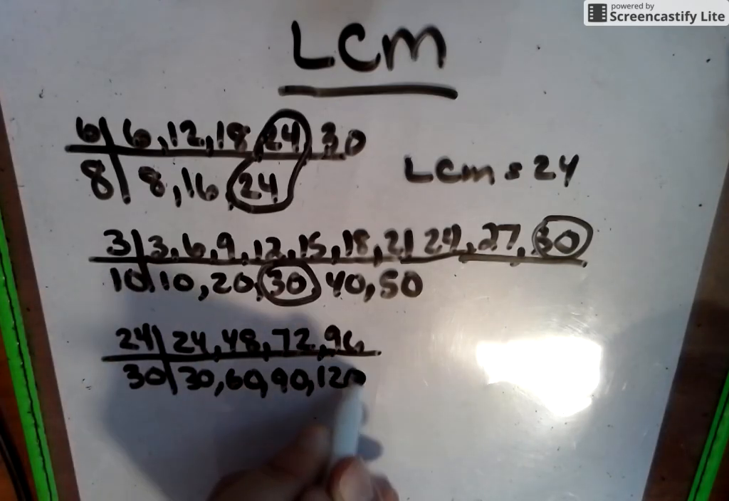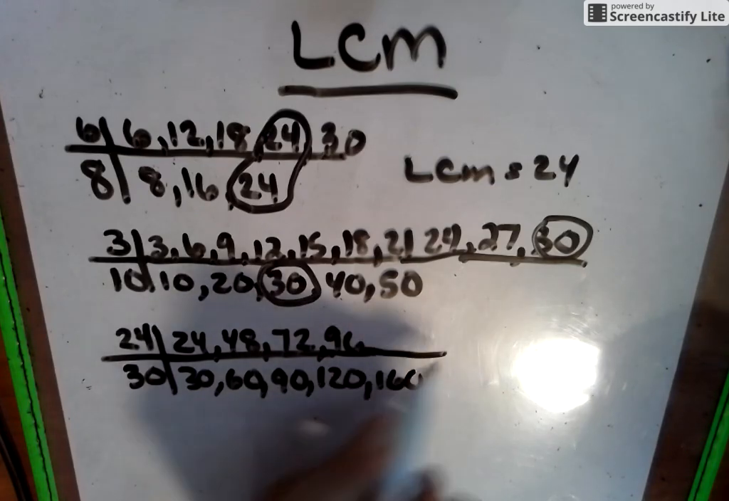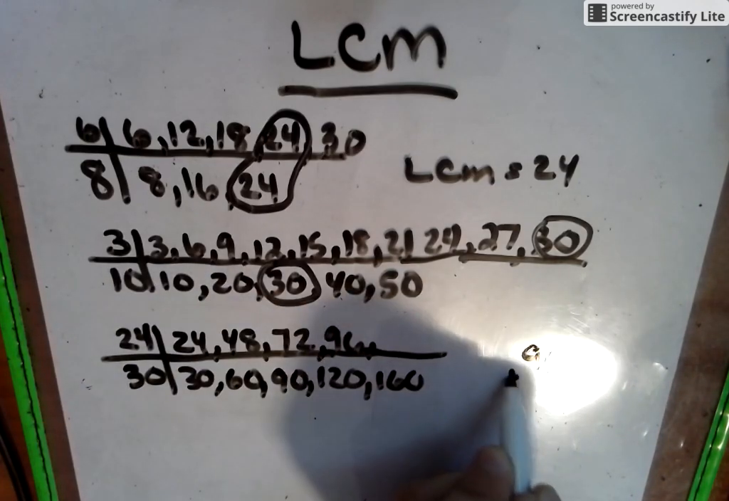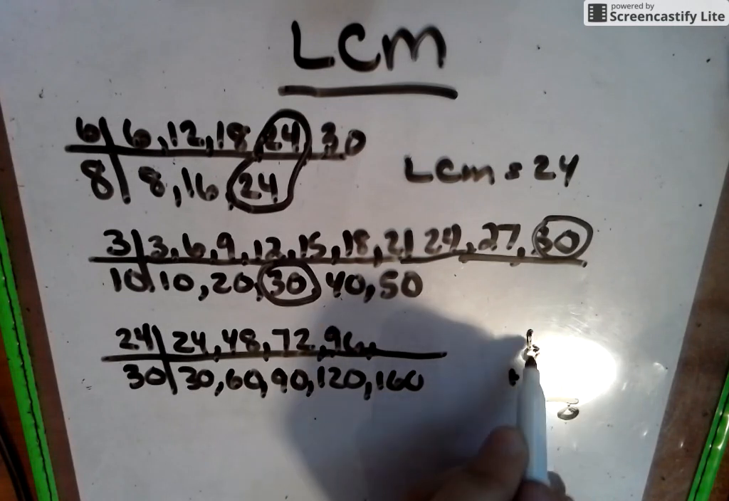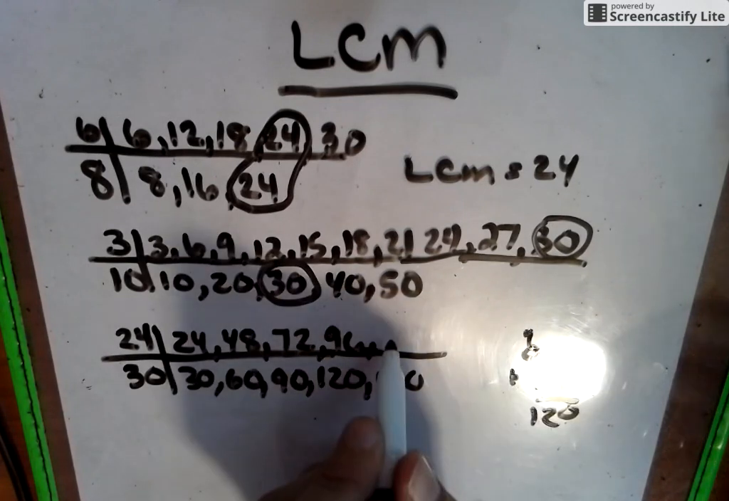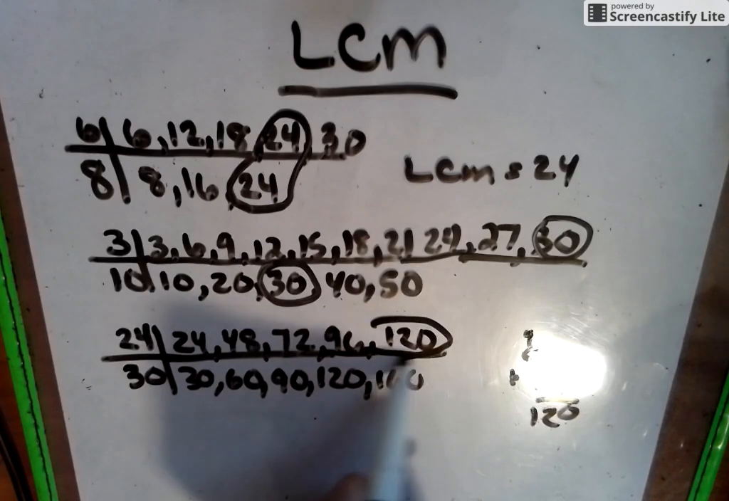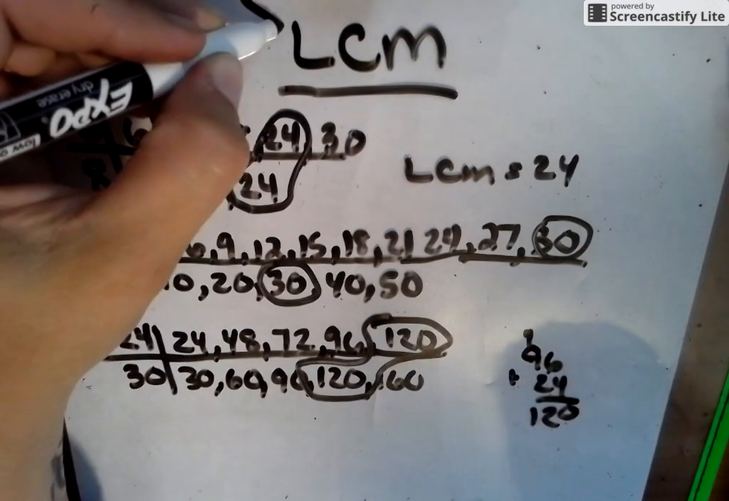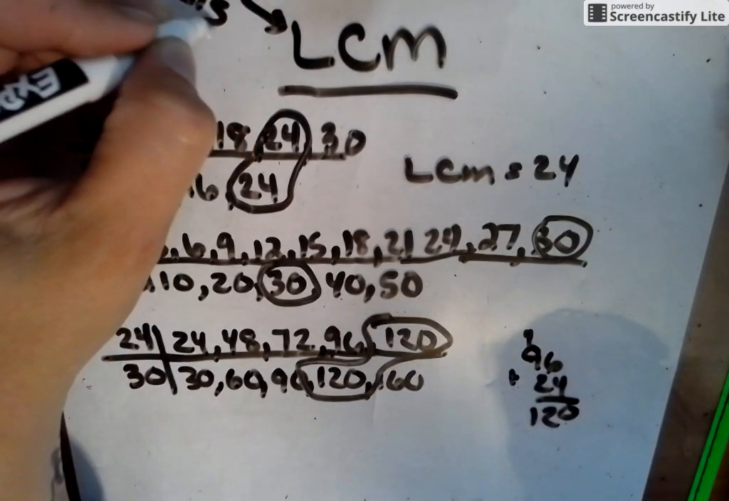Okay, so we have 30, 60, 90, 120, 150. Hopefully we'll have a match somewhere around here. So 96 plus 24: 10, 9, 10, 11, 12. Hey, we met at 120. That's how we do least common multiple.